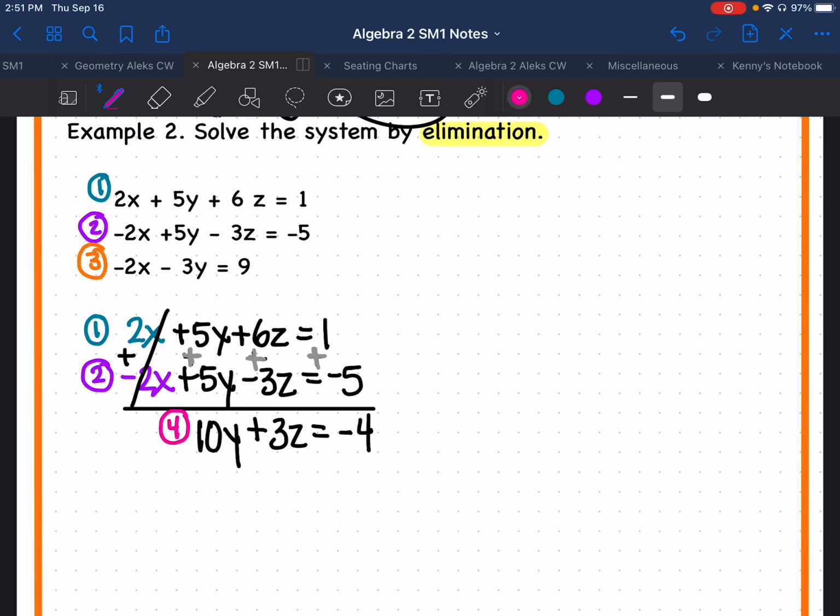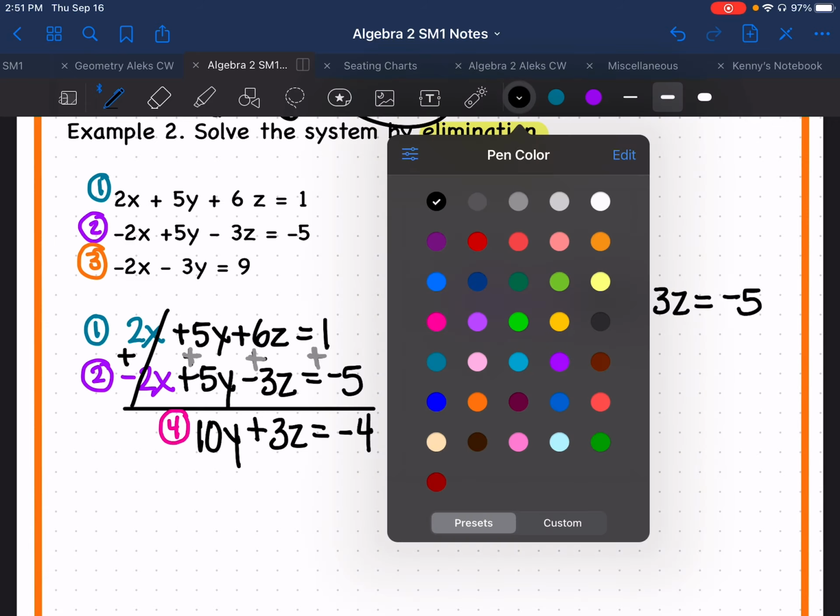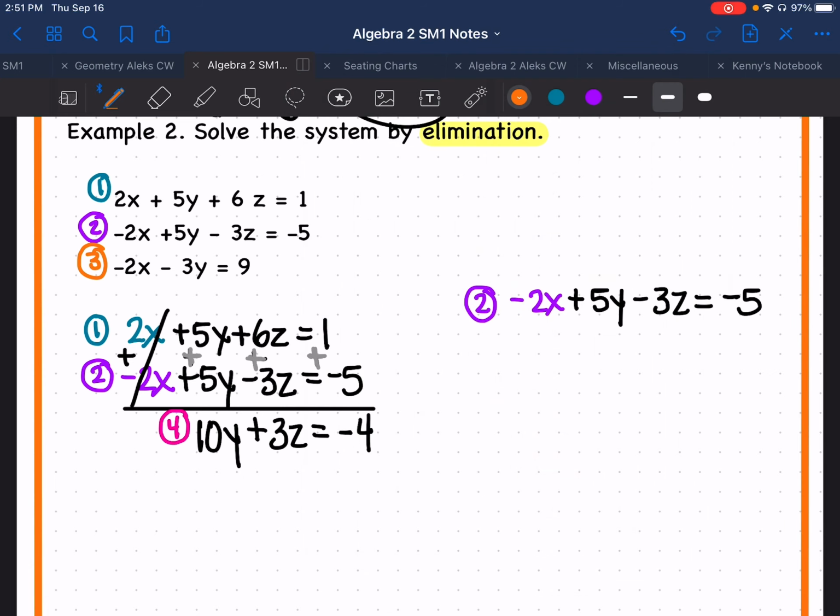Ooh, okay. Now I'm going to go back and use equation 2. Once again, remember I'm really focusing on those x's. I'm really focusing on eliminating the x's. That is my goal. And then I'm going to get equation number 3.